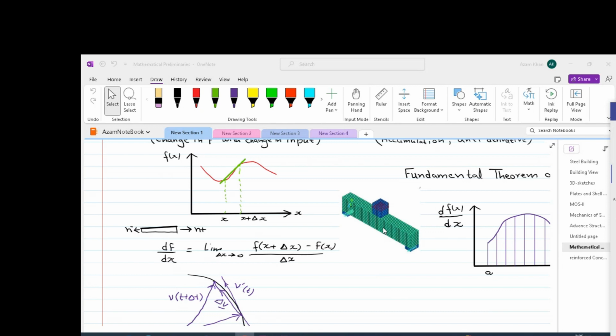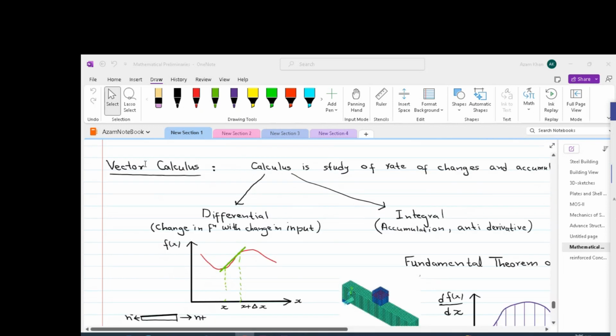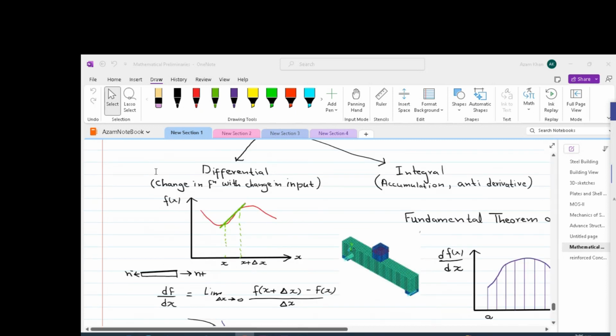After that, we try to find out the rate of change of stresses and strains within a body. Sometimes we are interested in the accumulation of stresses within a surface, or we try to sum up all the stresses within a surface and find out force. Thus, vector calculus, which deals with rate of changes and accumulation, helps us in trying to understand the concepts of stresses and strain within the body.